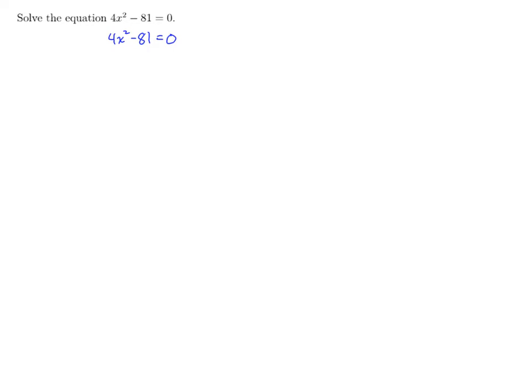So we're going to use the difference of two squares, which says that a squared minus b squared is equal to the product of a minus b and a plus b. A and b are determined by what we've squared. So with 4x squared, we have squared 2x. And with 81, we have squared 9. So this will factor into 2x minus 9 times 2x plus 9.